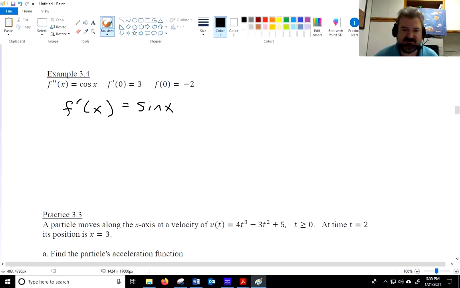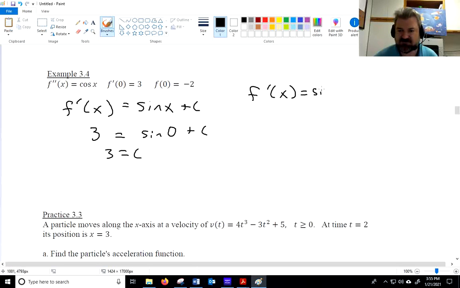All right, f prime of 0 is equal to 3. So, I forgot my plus c. Put a 3 here and put a 0 in for x. Well, the sine of 0 is 0, so this is just telling me that 3 equals c. So now we know that f prime of x is equal to sine of x plus 3.